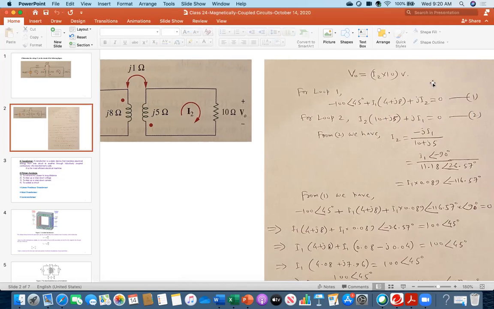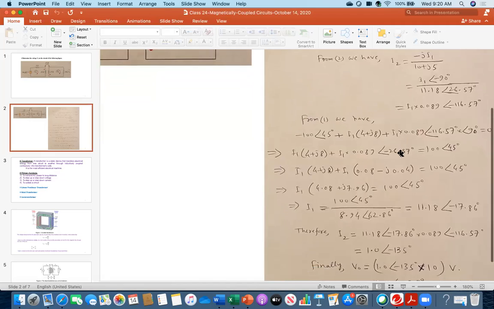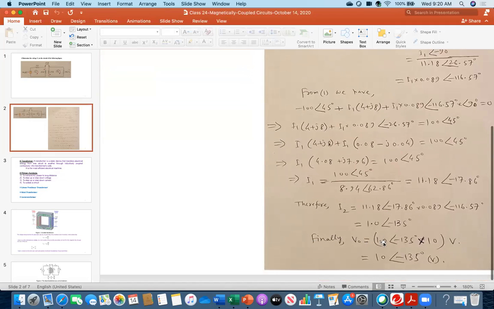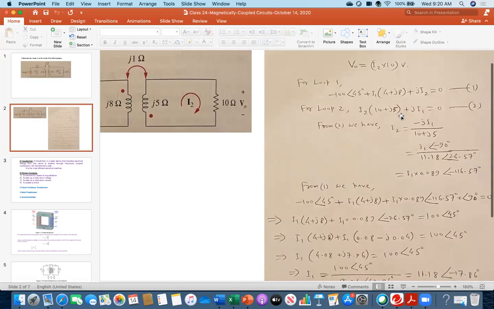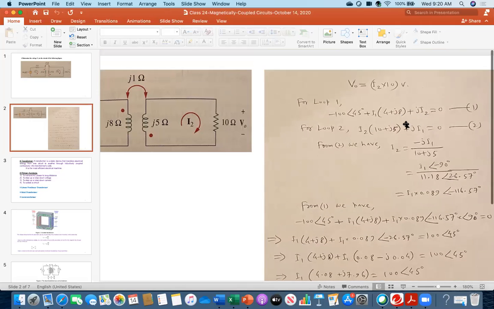Now from these two equations, what you have to do? You have to find out I2. That is your goal. And once you get I2, you multiply it by R2, and that will give you this result. So you should be getting 10 at an angle of minus 135 degrees. So everybody, can you please write down these two equations, and then you calculate, you try, and then see that you are getting the same result. Is everybody clear? Is it fine, or do you still have confusion?